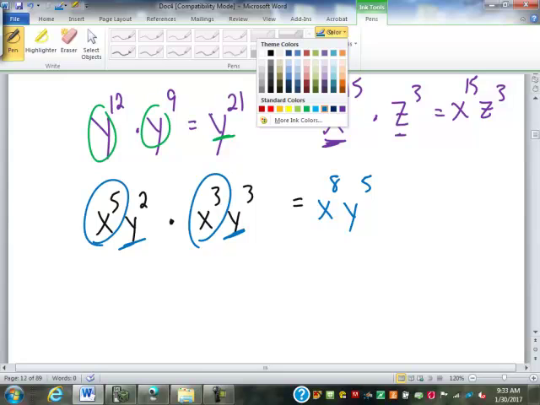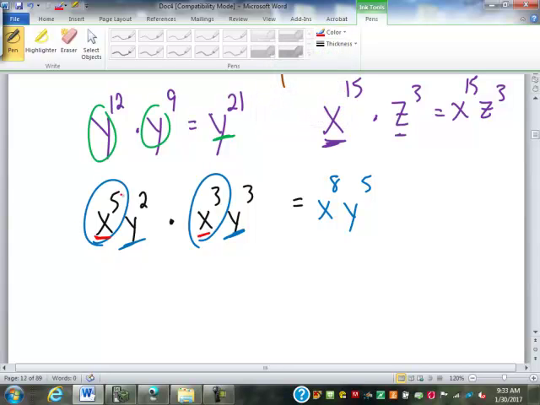So it's not that we can't have the same variables. We can only add powers when the exponent has the same base. So when I have both x and x, I can add those powers, the 3 and 5, to get the 8. And with the y and the y, I can add those powers, the 2 and the 3, to get the 5.